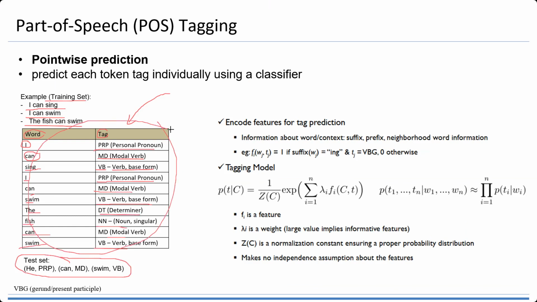If I have this data, now I want to create the model. I can create the model using some kind of probability function. With this probability function, we can check: if I have a new sentence, he can swim, what is the prediction for he? What is the prediction for can? And what is the prediction for swim? So point-wise means for every single word.